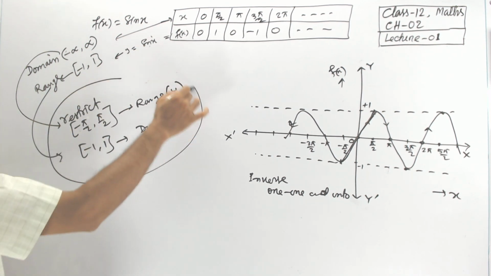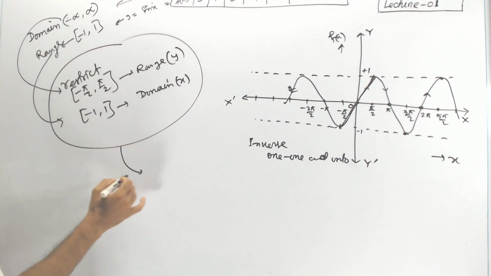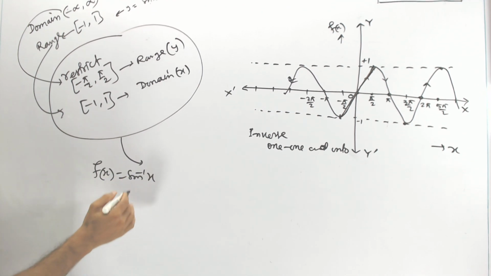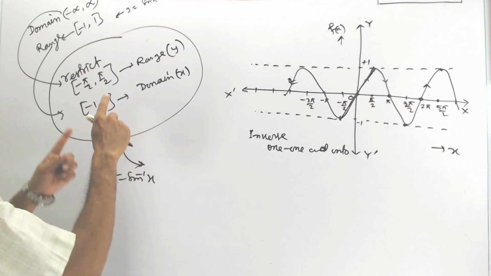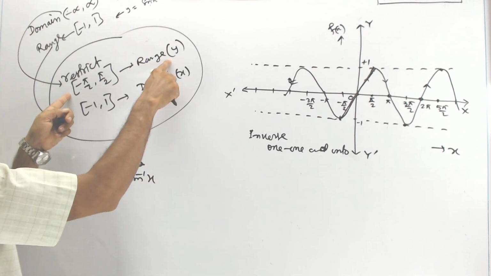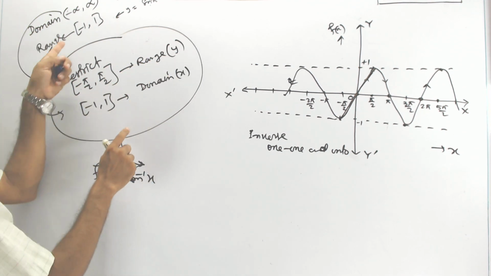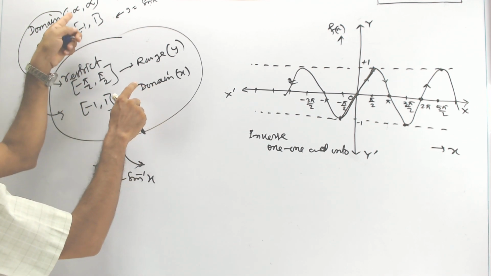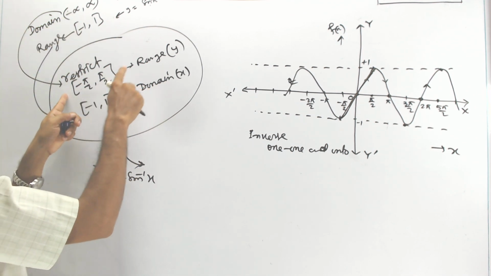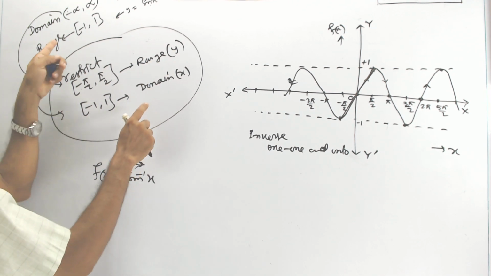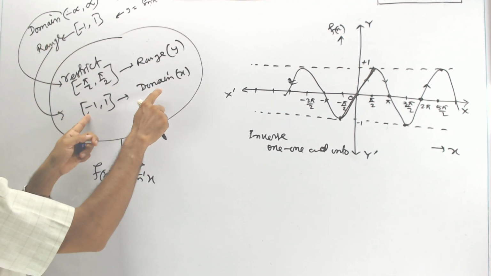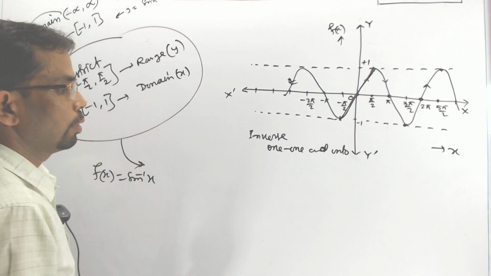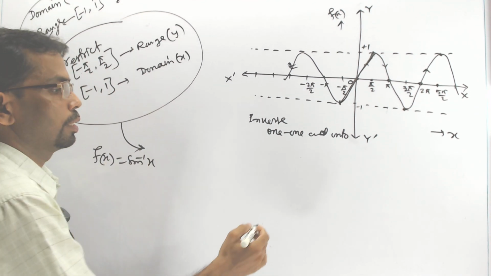Now I am going to draw the graph for the function f(x) is equal to sine inverse x. When we invert the function, this restricted domain will become the range of the inverse function, and this range, minus 1 to plus 1, will become the domain. The restricted domain is becoming the range of the inverse function, and the range of sine x is becoming the domain of the inverse function. And then let us see what kind of curve we will get.